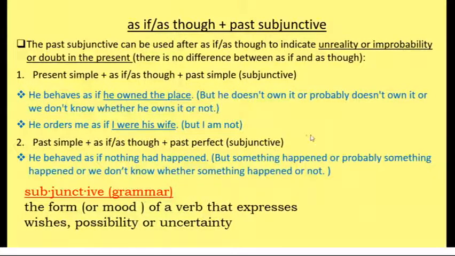Look at another example structure here. Past simple plus as if or as though plus past perfect subjunctive. He behaved as if nothing had happened. After as if, the clause is in past perfect. Nothing had happened. But something happened, or probably something happened, or we don't know whether something happened or not. So, this clause expresses unreality, improbability, or doubt.